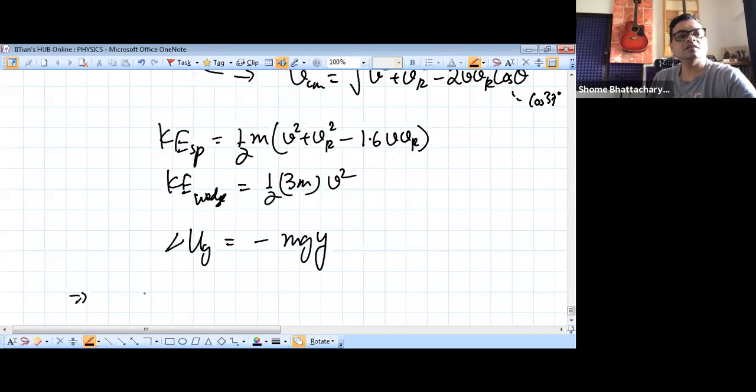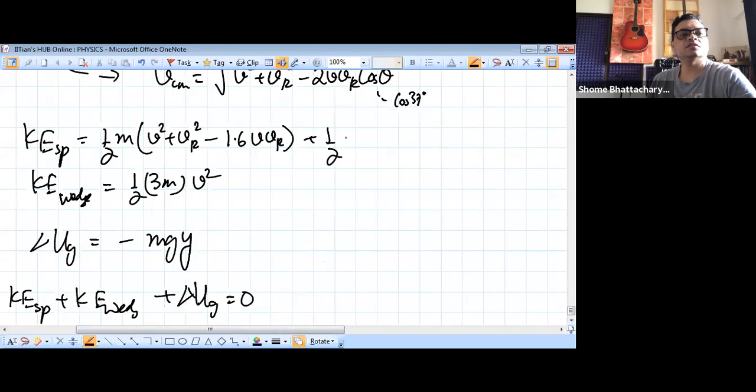So we can say that kinetic energy of the sphere plus kinetic energy of the wedge minus or plus change in potential energy of the system should be 0, because rolling friction does not do work. Okay. Where of course omega is equal to V relative divided by R, and I is equal to 2 by 5 mR square.